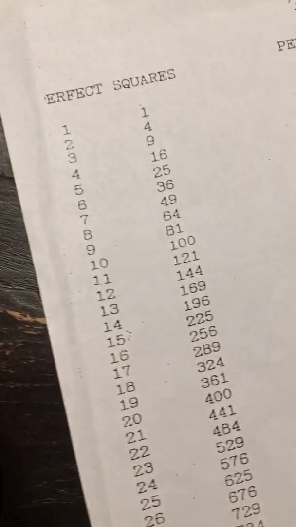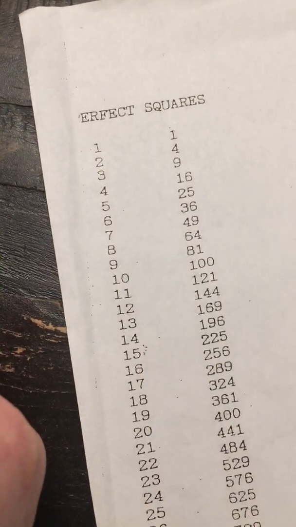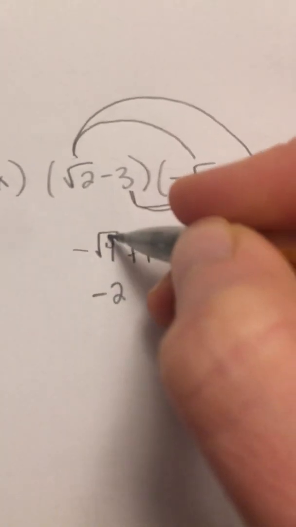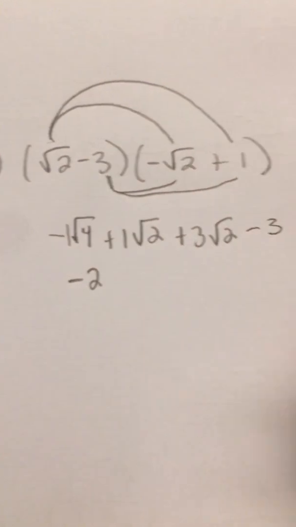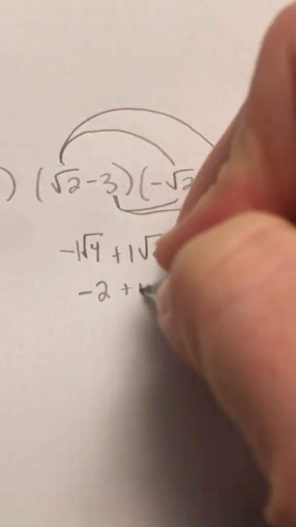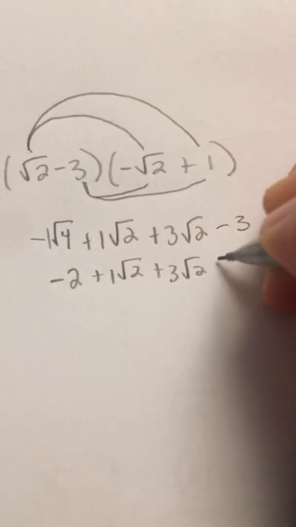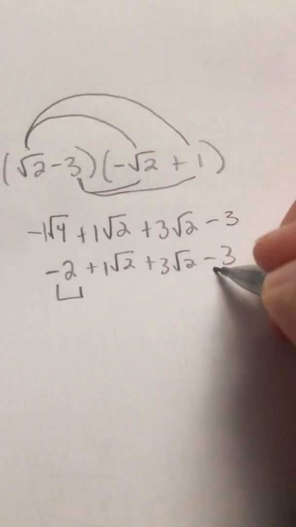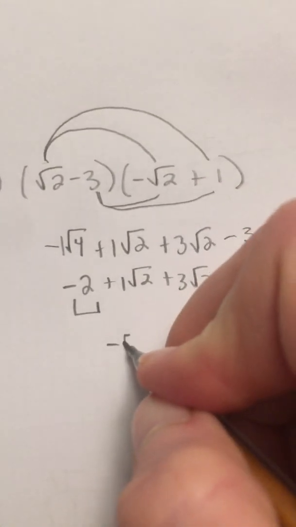2, not perfect. 4 is perfect. 4 comes out as 2. So this is going to come out as a negative 2. 2 comes out, there's a 1 here. Negative 1 times the 2 that comes out would give you a negative 2. Going to bring down my 1 root 2 and my 3 root 2 and my minus 3. Again, I can see that these two are like constants. Negative 2 and negative 3 is a negative 5.